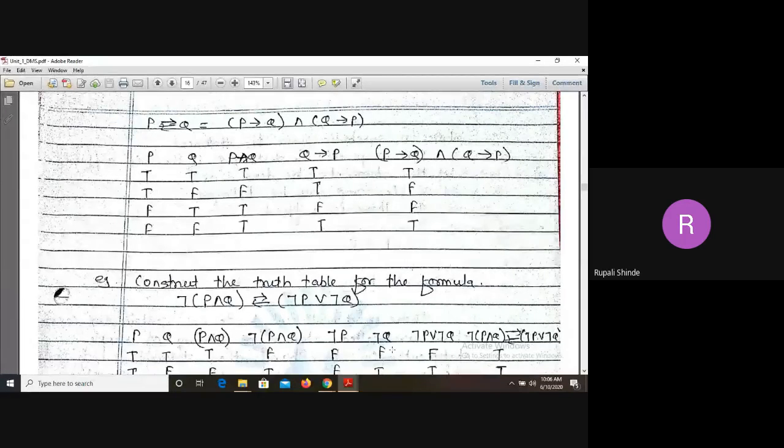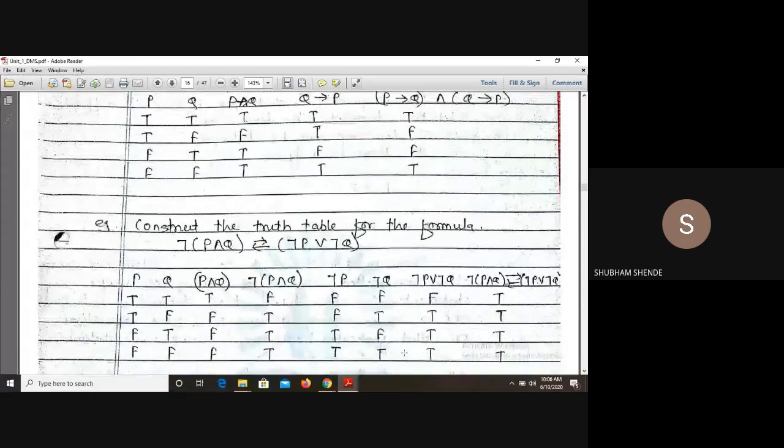All true. Yes, that is correct. So here, how can we solve this example? First of all, we have to check how many statement variables are there in this formula. So this formula contains just 2 statement variables, P, Q.